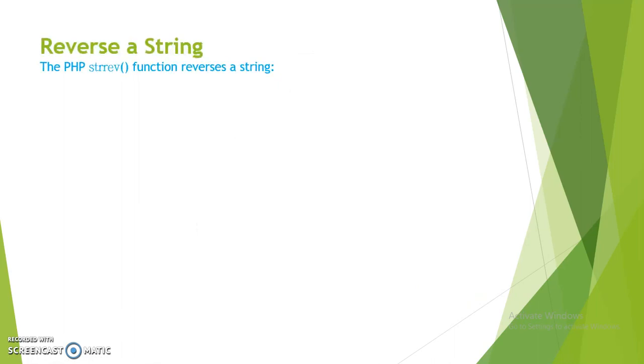Next, reversing a string, taking it from the back to the front. So let's take echo strrev hello world. This is the output. You can see the way it's arranging it. So that is just that.